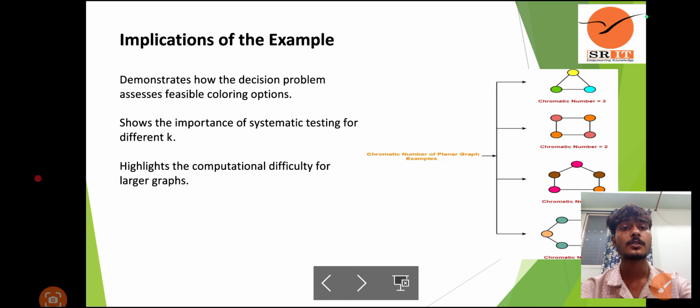Implications of the example: it demonstrates how the decision problem identifies feasible coloring options. The importance of systematic testing for different k highlights the computational difficulty for larger graphs.